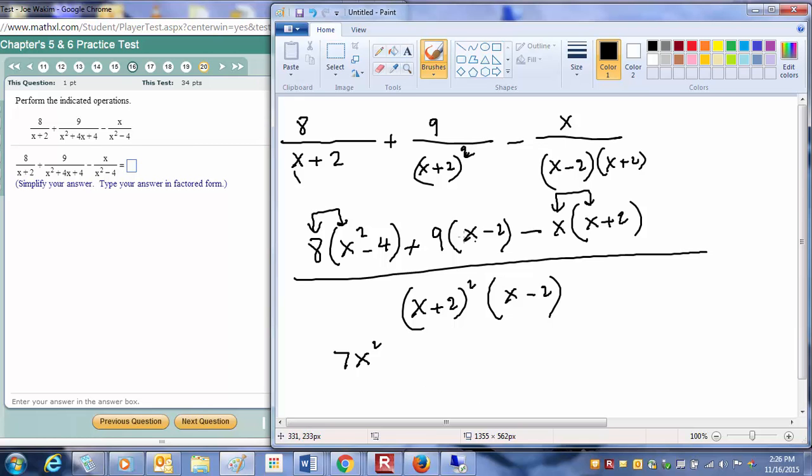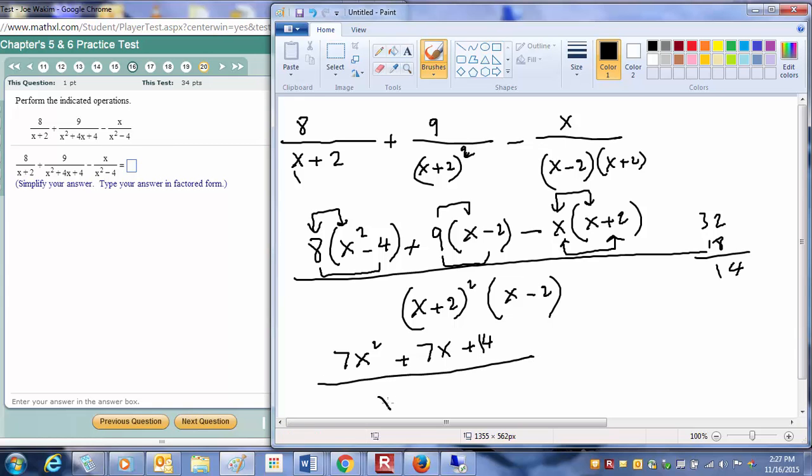Let's try the x now. We have a 9x, and here we have minus 2x, right? 9x minus 2x, that's a 7x. The only thing left is 8 times 4, 32 minus 18. So what is 32 minus 18? That's a 14. And that would be plus 14. And then the same denominator is not going to change. x plus 2, quantity squared, x minus 2 would be the denominator. Let's go over this one more time.